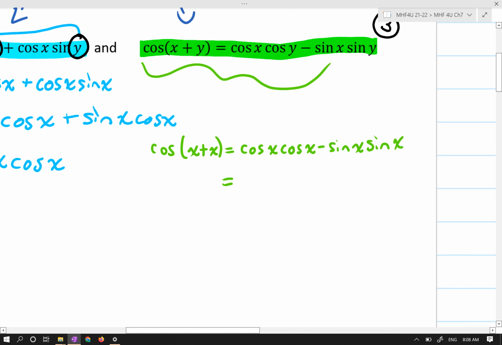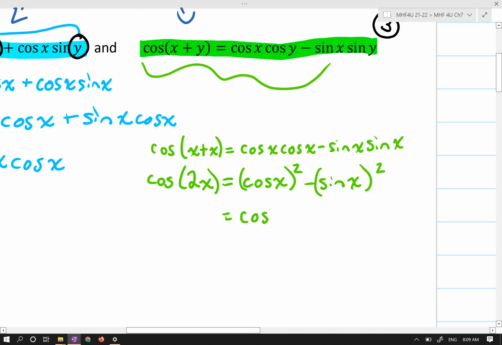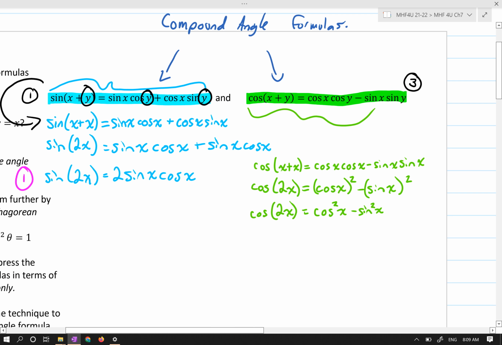And again, I can simplify this further. Okay, let's zoom in a little more. I can simplify this further. I'm working with the cosine of 2x is going to be equal to cosine of x times the cosine of x. Well, that's like the cosine of x squared minus the sine of x times the sine of x, and that's like the sine of x squared. And again, I can rewrite this using our new notation. That is the cosine squared of x minus the sine squared of x. That's equal to the cosine of 2x. And here we have our second double angle formula.